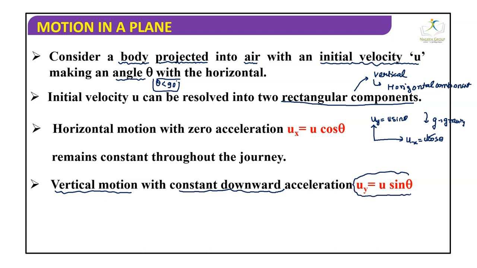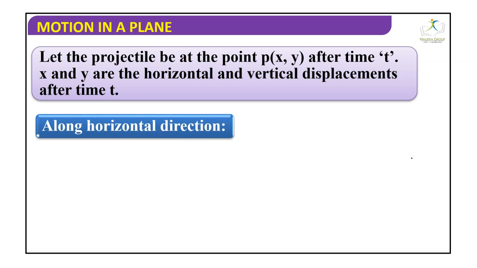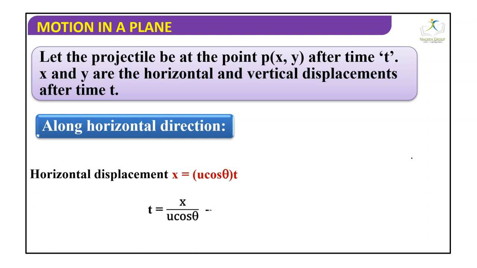From there, uy is equal to u sin theta, which continuously changes, varies with time. Let the projectile be at some point P(x, y). After time t, x and y are the horizontal and vertical displacements. Along the horizontal direction, the horizontal displacement x is equal to u cos theta times t.